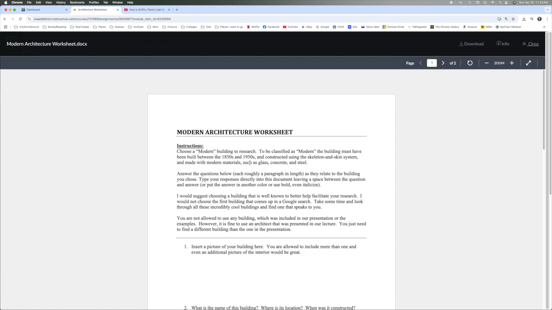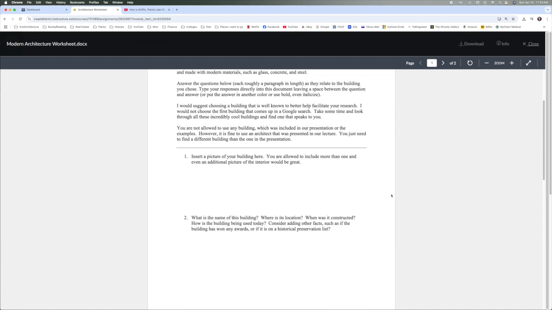As far as what makes a modern building, it does have to be built between the years 1850s and the 1950s. It has to be made with the skeleton and skin system, and it also has to be made with modern materials such as glass, concrete, and steel. There are many modern buildings you can choose from, so if you do have any questions, please reach out via email and I can help you.